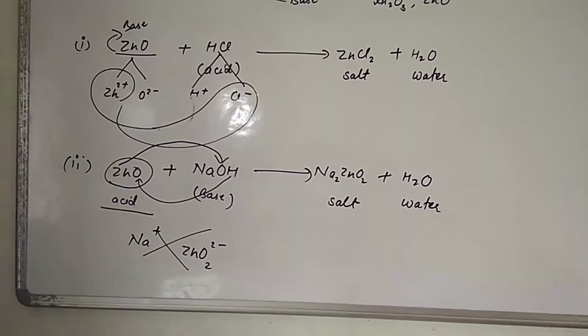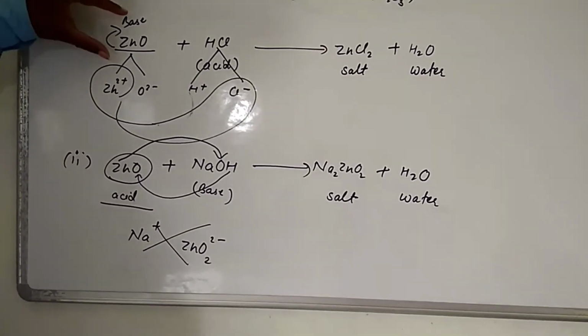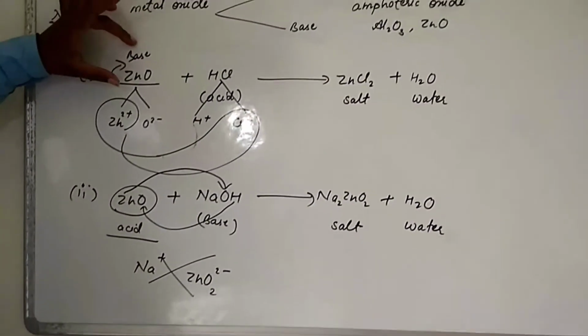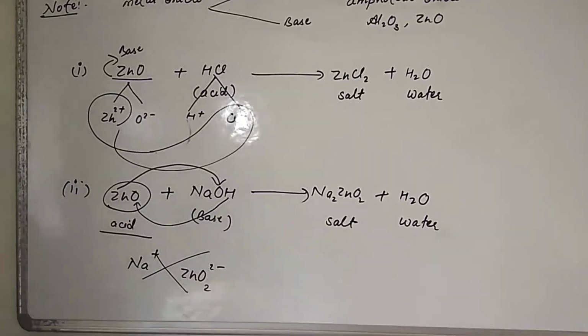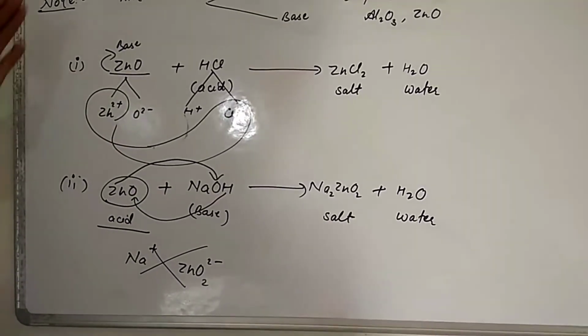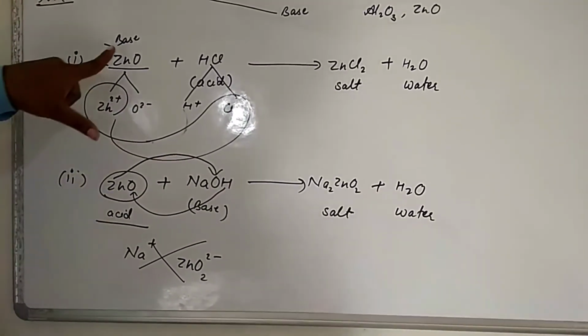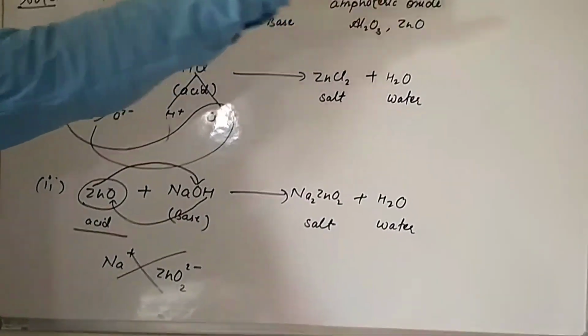So children, in the first example we can see zinc oxide is behaving like a base, and in this reaction zinc oxide is behaving like an acid. So children, there are a few metal oxides which show both the property of acid and base, and these metal oxides are known as amphoteric oxides. Clear, children?